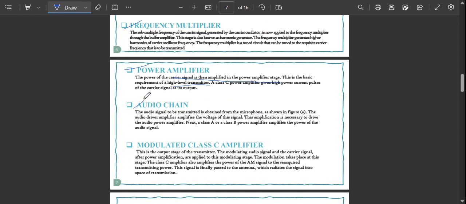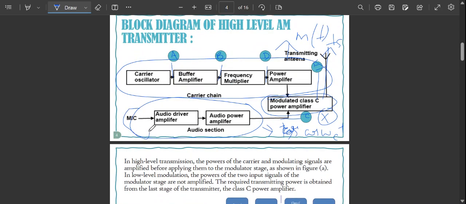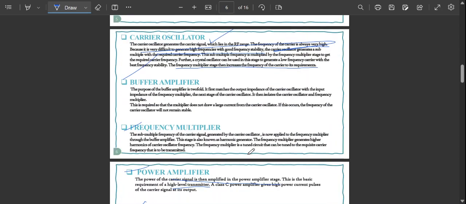Audio chain: the audio signal to be transmitted is obtained from the microphone, that is the mic, like we have in this figure. This is the audio channel.